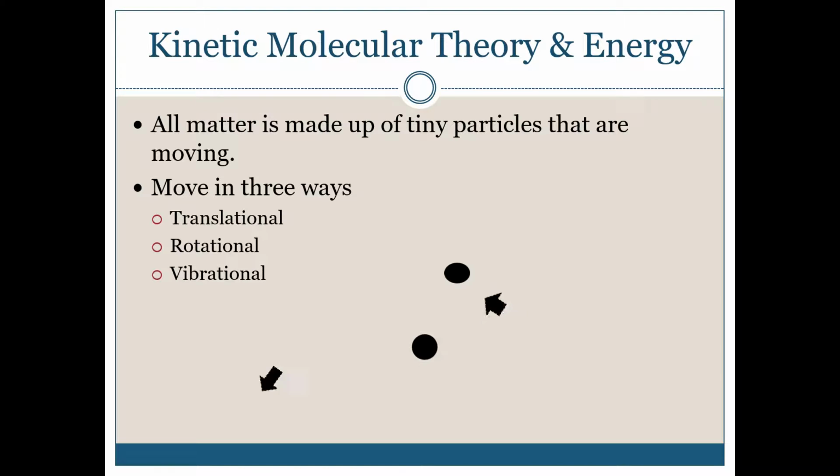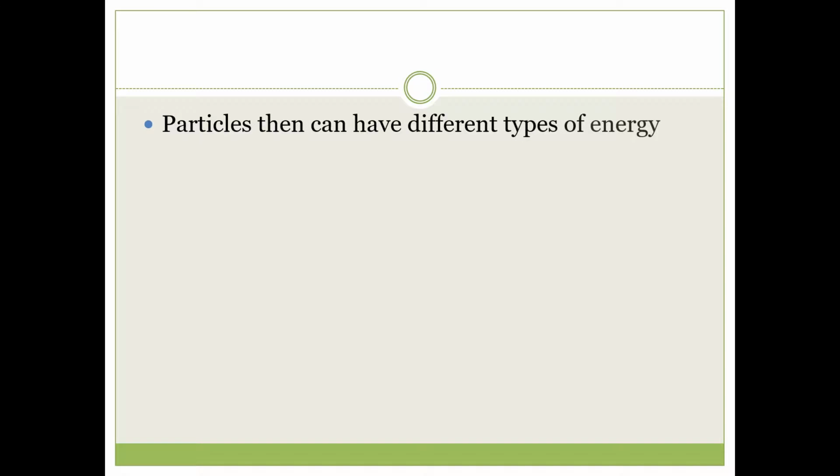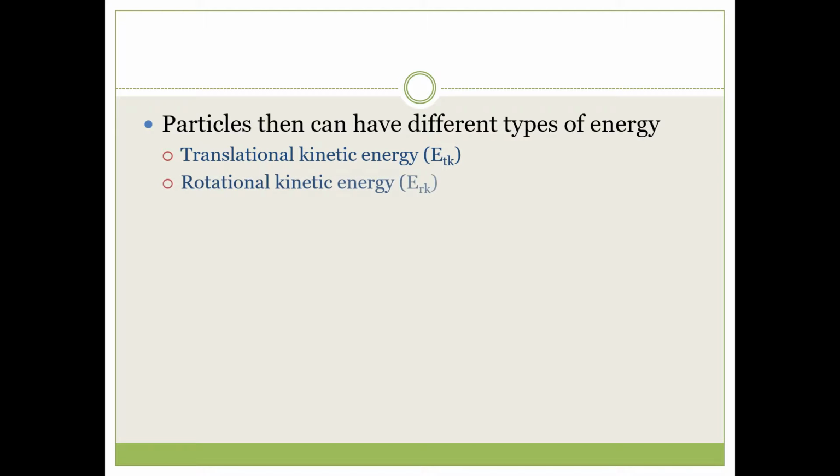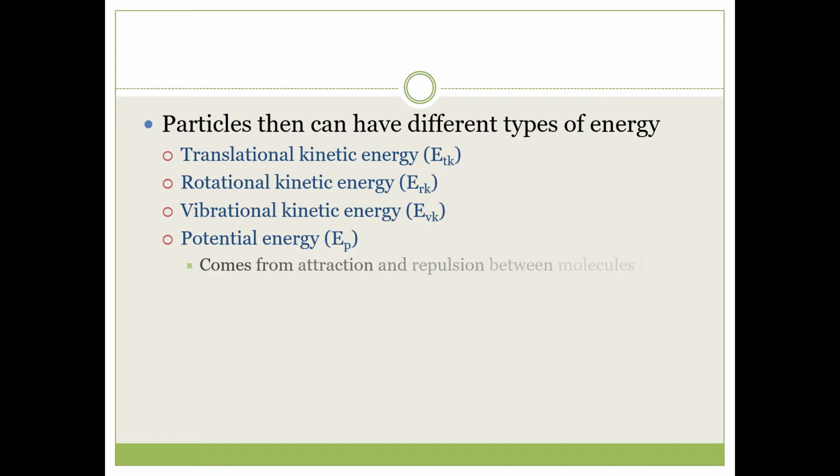What does this mean for us? Well, it means that objects actually possess several different types of energy. The last unit we talked about potential and kinetic energy, and I mentioned that there's really only one way to describe kinetic energy. Well, that's actually not true. Since we know that an object can move in three different ways, translational, rotational, and vibrational, it can actually have three different kinetic energies: translational kinetic energy, rotational kinetic energy, and vibrational kinetic energy. You can actually have a combination of all three, depending on how much energy the object has.